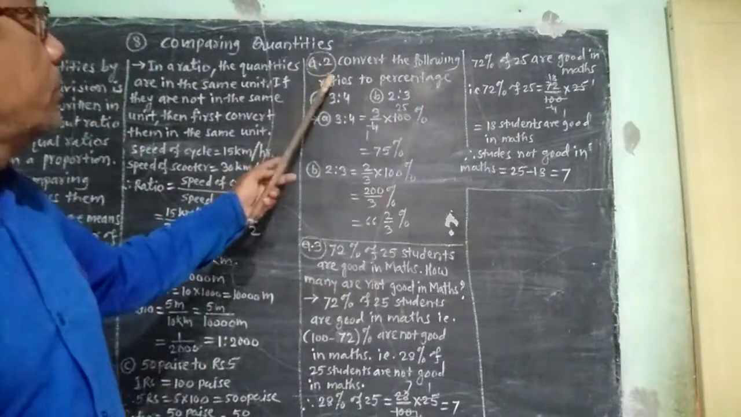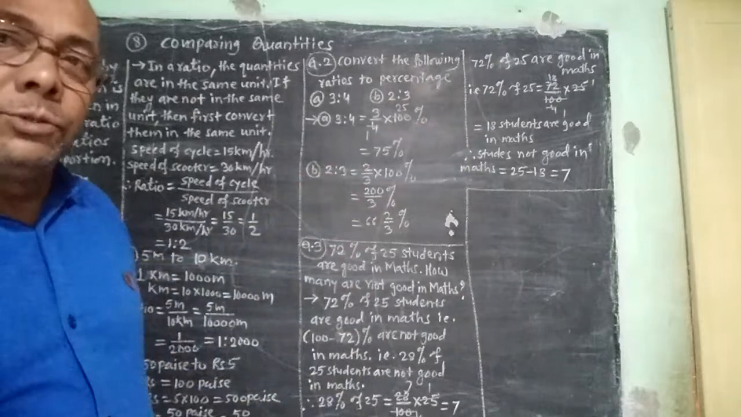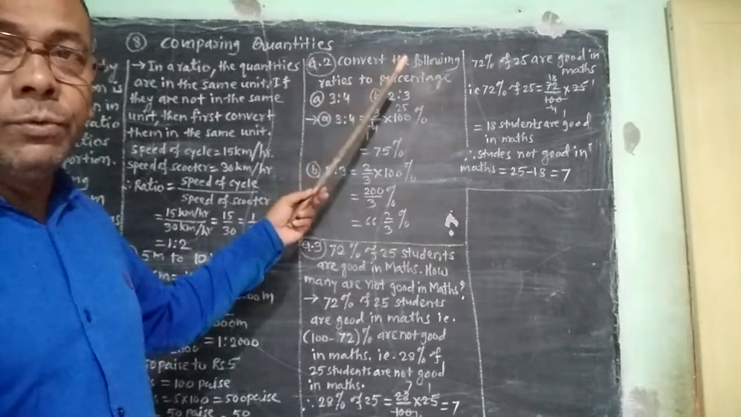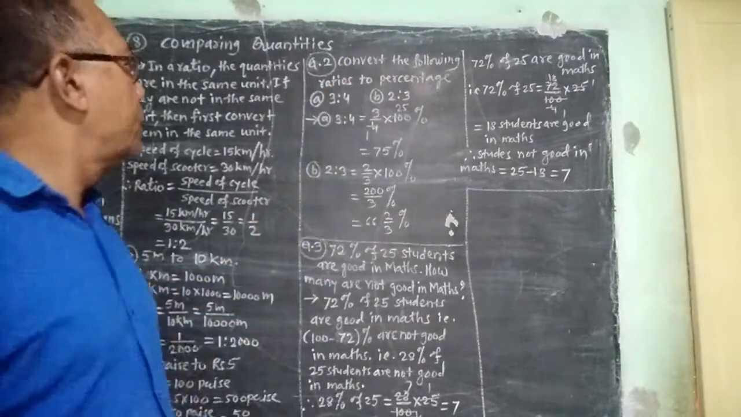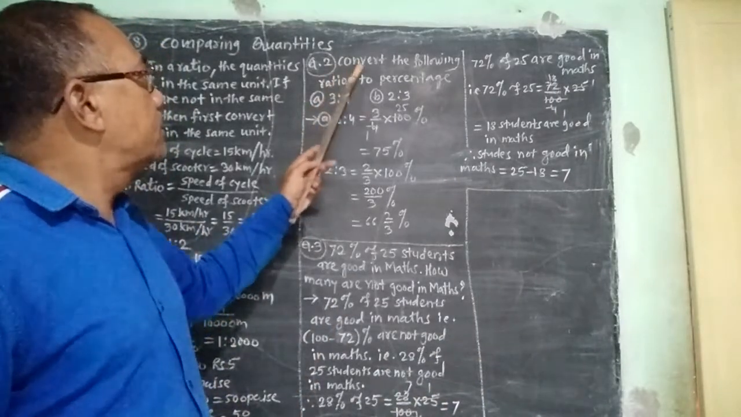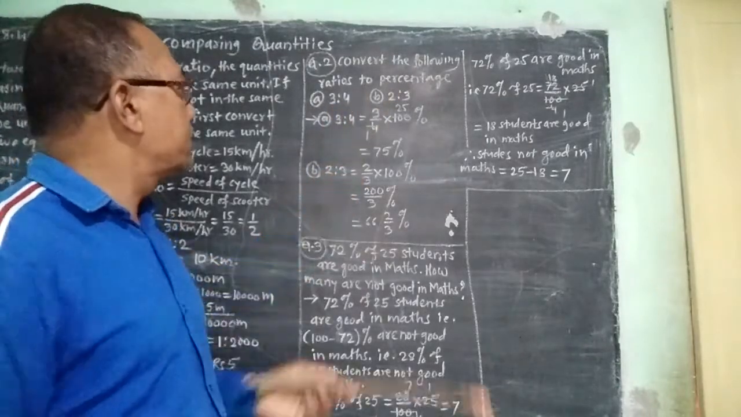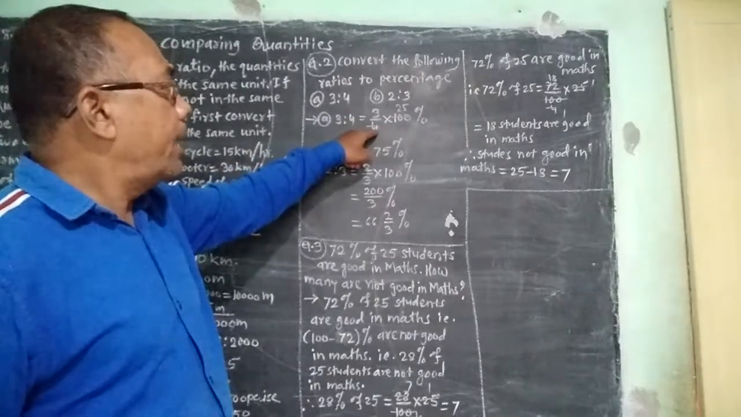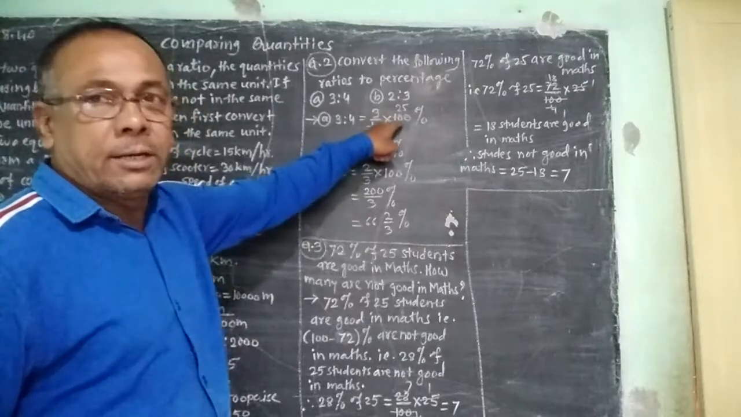Now in the second question we are asked to convert the following ratios to percentage. Just now we have seen that ratios can be converted to percentage, or percentage can be converted to ratio or fraction. Here we will see how to convert. The first question is to convert the ratio 3:4 into percentage.